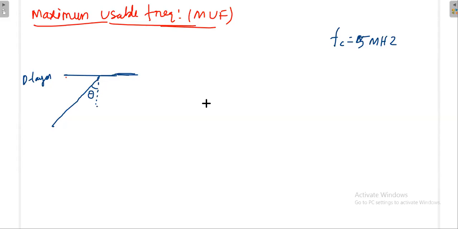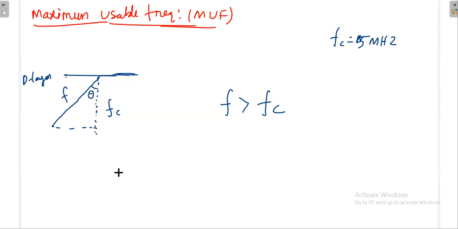So this layer will allow even if f is greater than fc. What I am telling is, when you send vertically, we allowed up to fc, but with theta, it may allow a frequency that is greater than fc also. Previously this is fc. Now it is allowing some frequency f. Then what is the relation between f and fc?